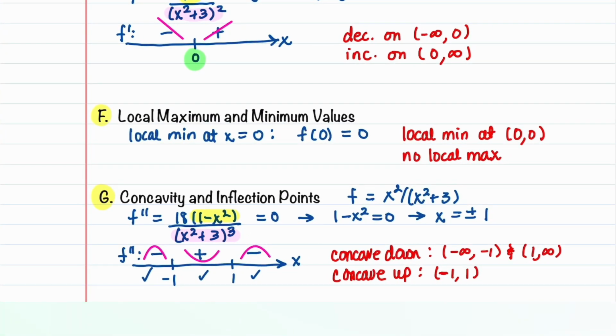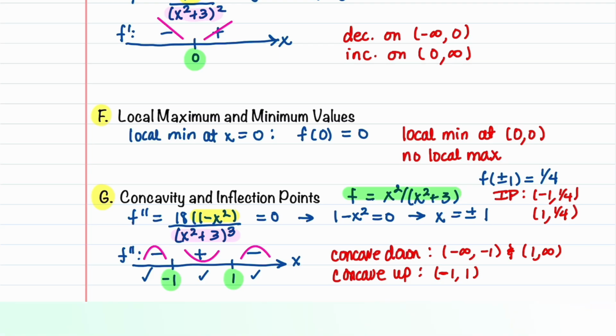We are going to have an inflection point at negative 1 and at 1. I'm going to come up here and look at our function, f, and we need to find what it's equal to at minus 1 and 1. Because we have an x squared, it's going to be the same value for minus 1 and 1. So f at plus or minus 1 is going to be 1 over 4, so 1/4. So we're going to have 2 inflection points. The first one is minus 1, 1/4, and the second one is 1, 1/4.